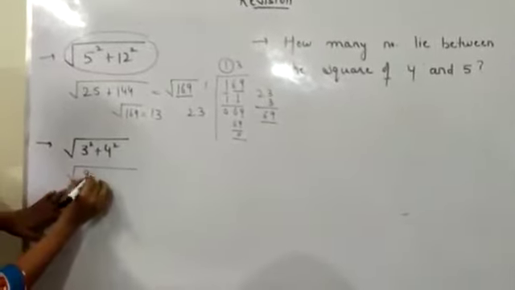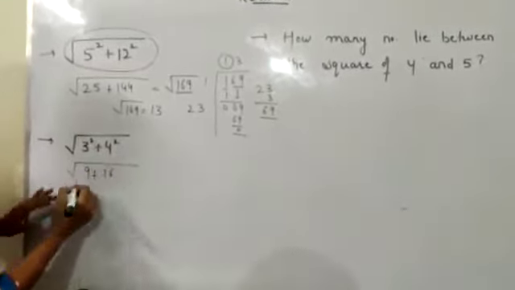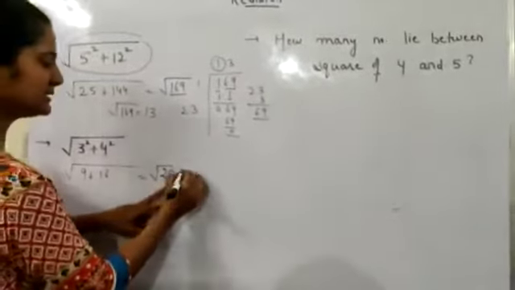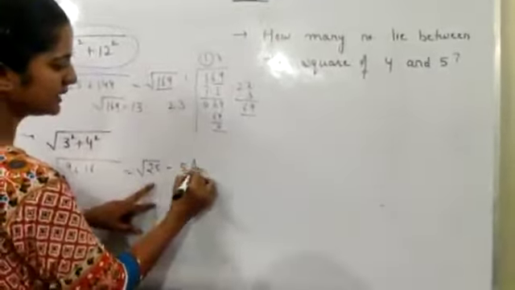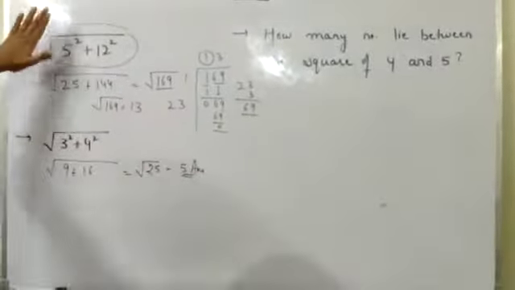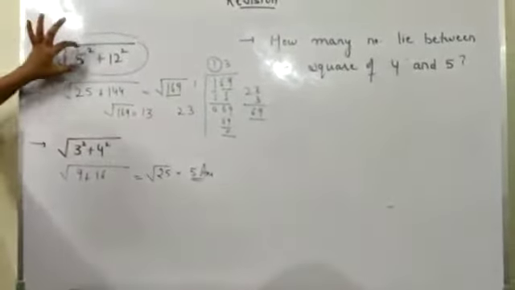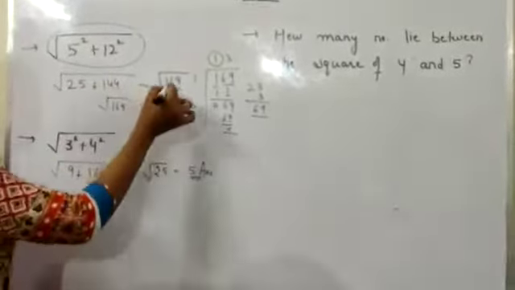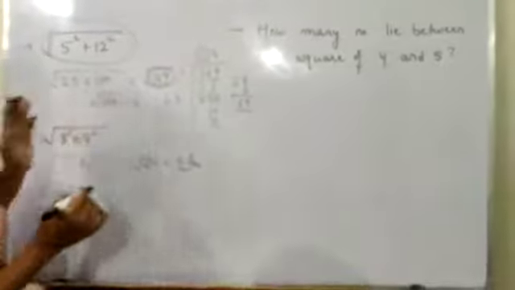Square of 3 is 9. Square of 4 is 16. Their sum is 25. And we know that its answer is 5. So whenever we have this kind of sum, first of all we have to solve these squares and then find the square root of the final value.